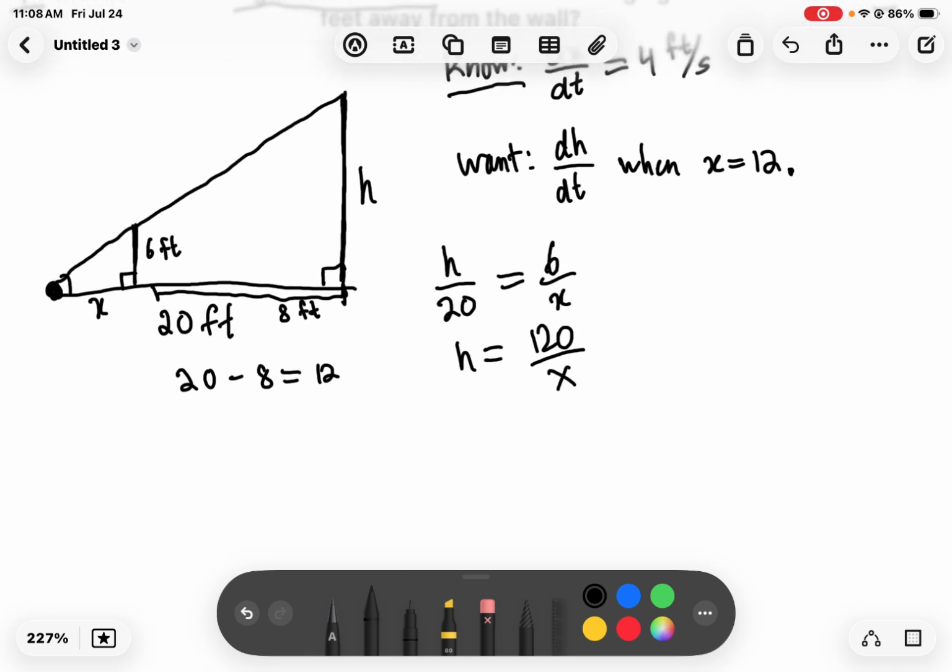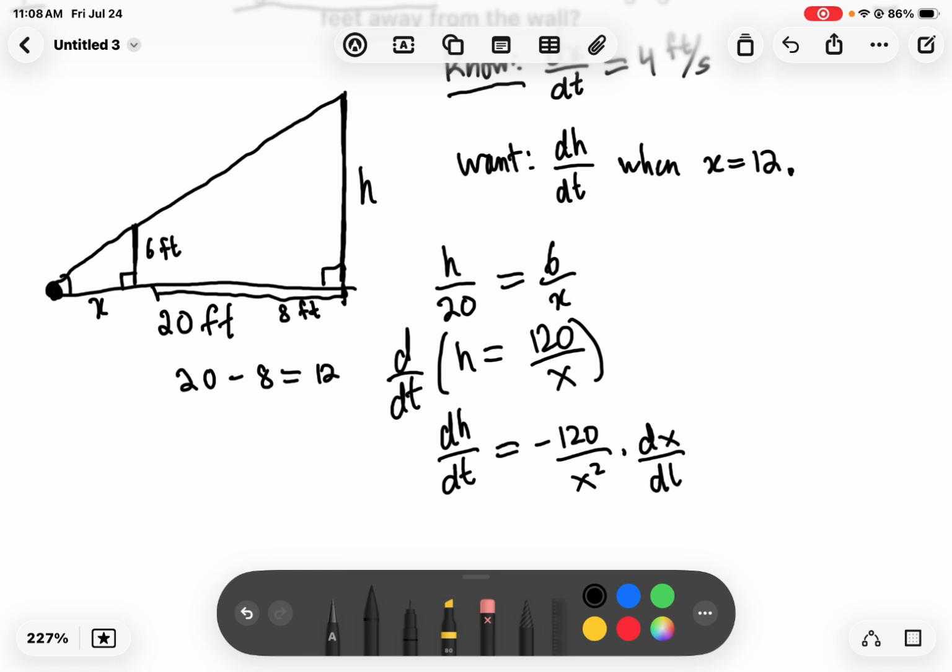All right, good. So now we differentiate both sides with respect to time. On the left-hand side, we simply get dh/dt. And then on the right-hand side, we get negative 120 over x squared times dx/dt. And this is just like the power rule, because you can rewrite this as 120x to the negative 1. So then you get negative 120x to the negative 2, which is just negative 120 over x squared.